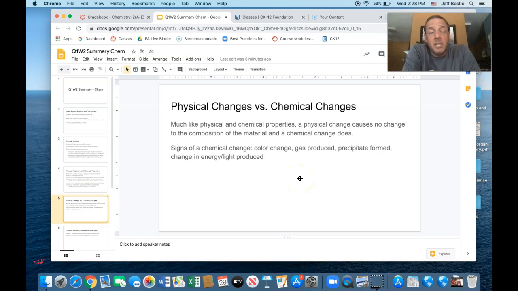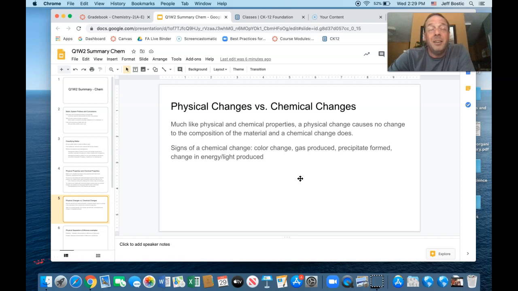And speaking of changes, we crumpled up a piece of paper in class and we burnt a piece of paper in class. One of those demonstrated a physical property and a physical change, and the other represented a chemical change. After a physical change, you still have the same material. The melting point of water is the physical property, but the water going from ice to liquid water is the physical change.